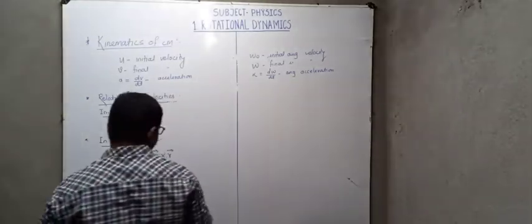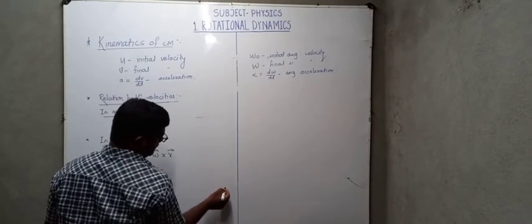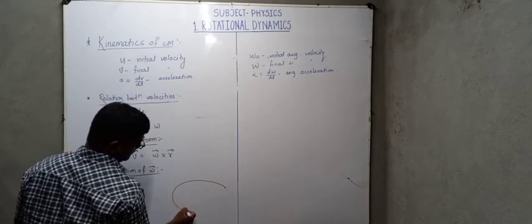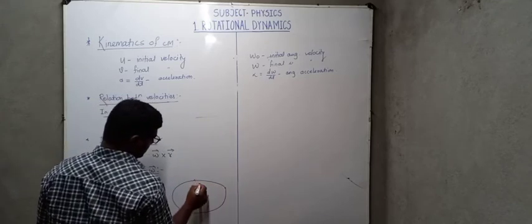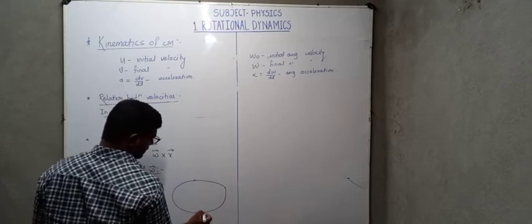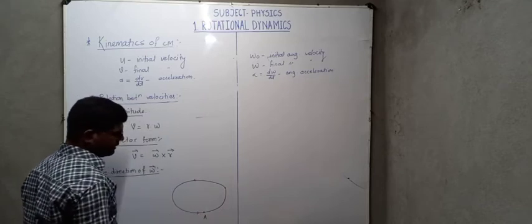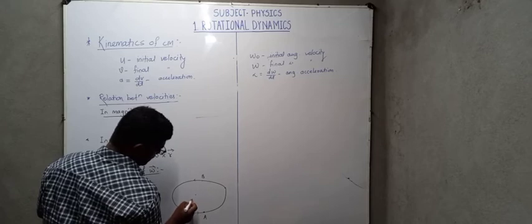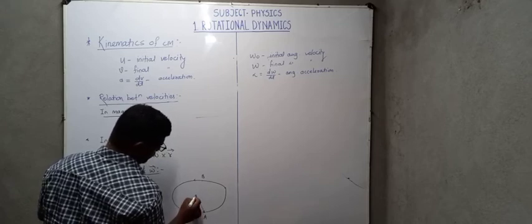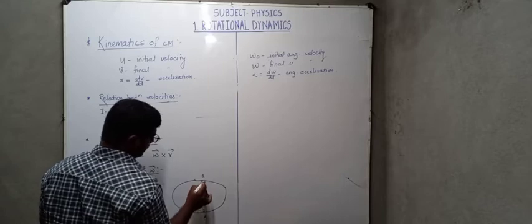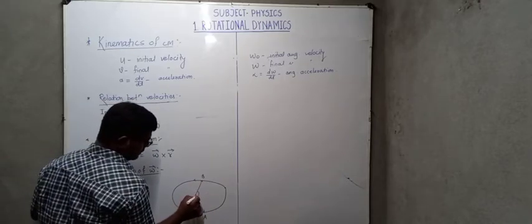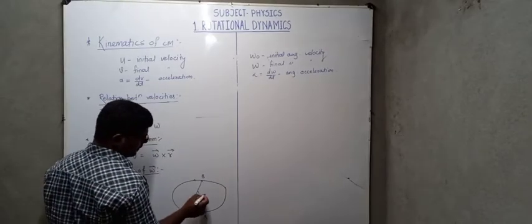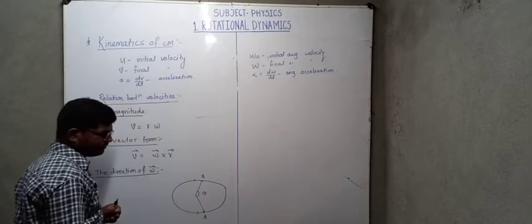Now, suppose this is the particle which performs circular motion like that in anti-clockwise direction. Let A be the initial position and B be the final position of the particle. Let O be the center of the circle performed by the particle during its motion. Now, if we draw the vectors joining the center and the positions, these two vectors make an angle theta with each other.